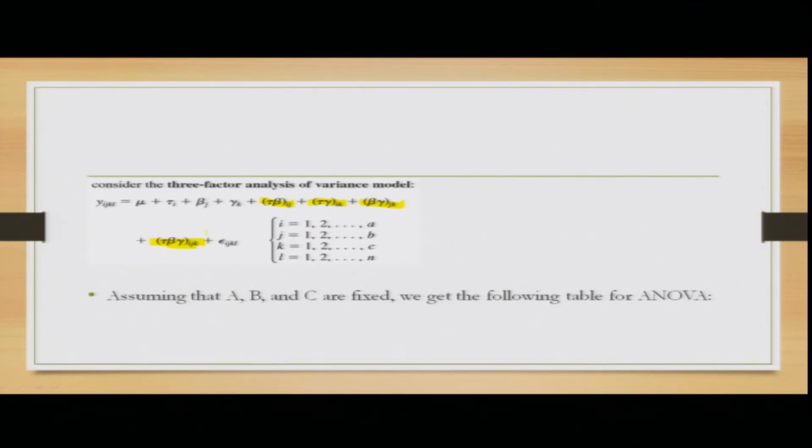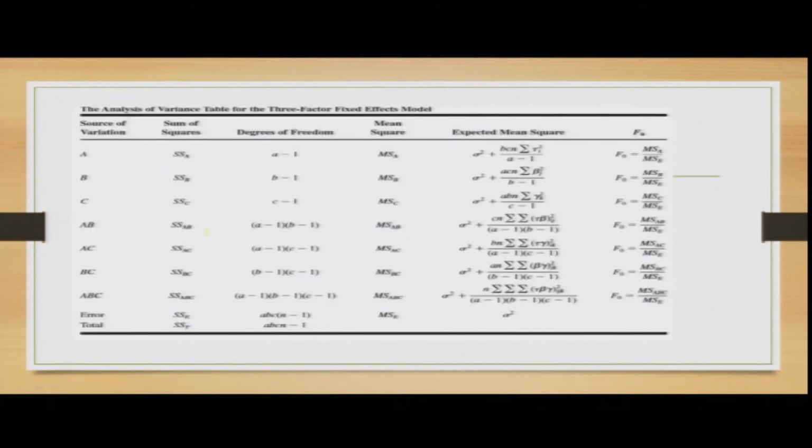So, i values change from 1 to a, j values from 1 to b, k values from 1 to c, and l values from 1 to n. Assuming that a, b, c are fixed, we get the following table in the ANOVA. Now, this looks complicated, but is very simple. In the first column, we have all the sources of variation: A, B, C individually, AB, AC, BC combined 2 at a time, ABC, the error term, and the total. Obviously, the sum of all of them would be equal to the total.